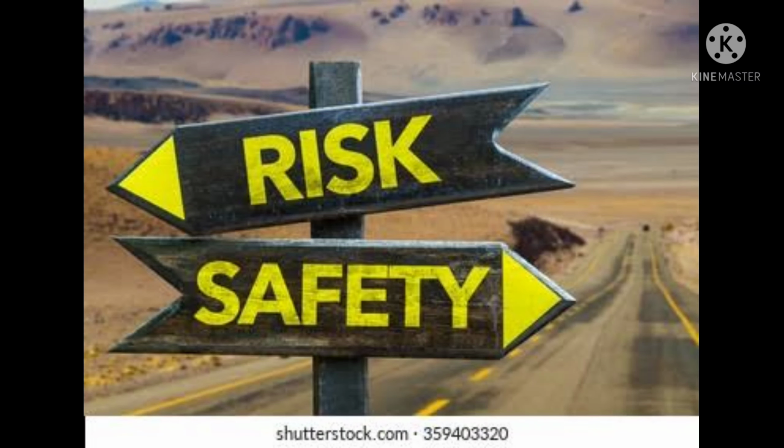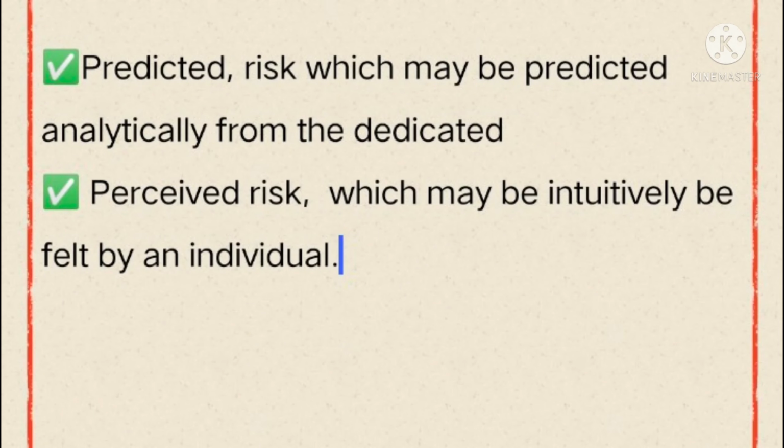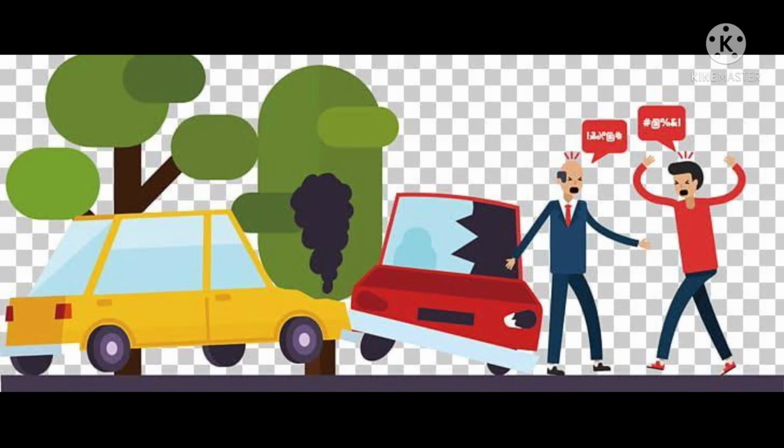Safety represents the acceptable level of risk. The transportation system is an example of a system where all the above-mentioned types of risk are inherently present and related to the occurrence of traffic accidents.